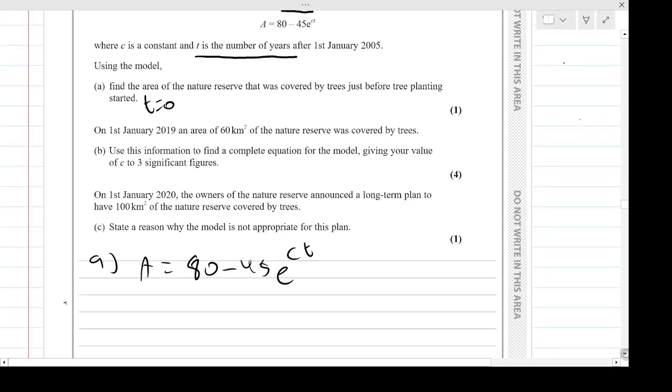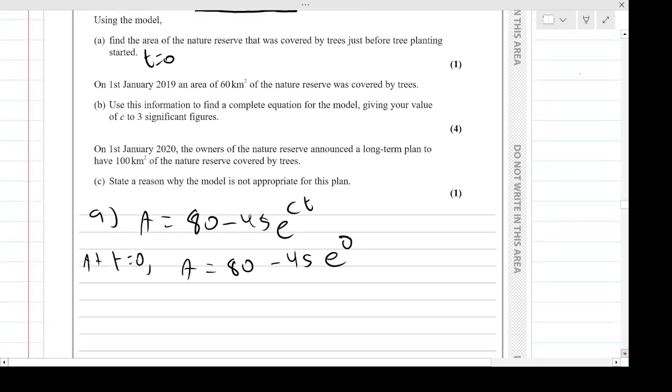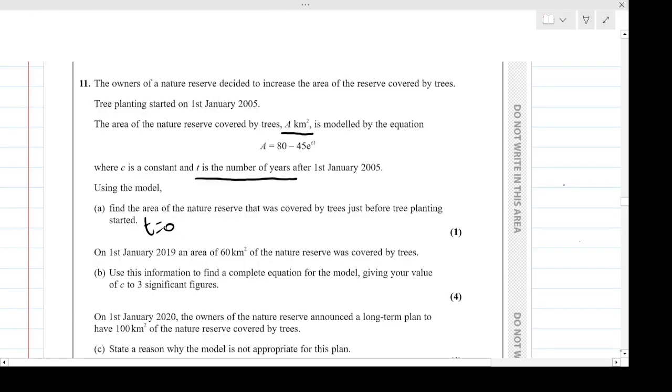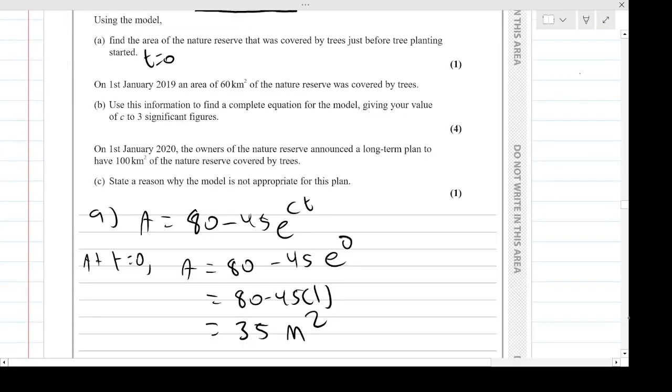So at t = 0, A is 80 take away 45 e to the 0, right? And anything to the power 0 is 1. So this is 80 take away 45 times 1, which is 80 take away 45, which is 35. And so that would be the area in meters squared. Oh, no, it's kilometers, sorry. Kilometers squared. There we are, there's my units.